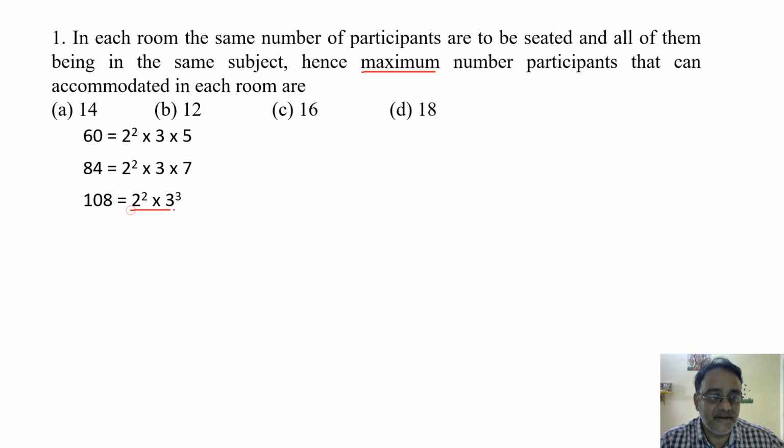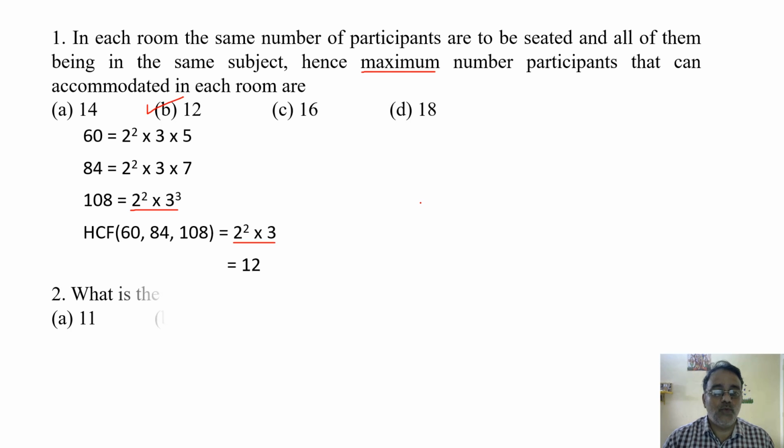4 into 27. So now HCF is the product of all the prime factors with the least power. So only two prime factors are there, 2 and 3. What is the least power of 2? 2. What is the least power of 3? 1. Very good. So 2 to the power 2 into 3, and the answer is 12. And the correct option is B.